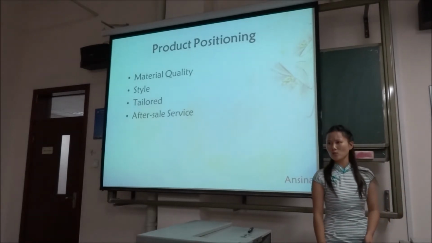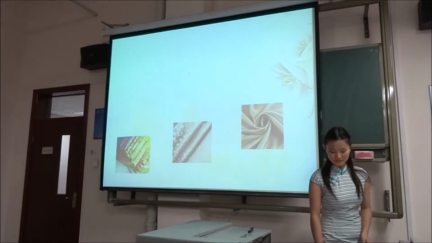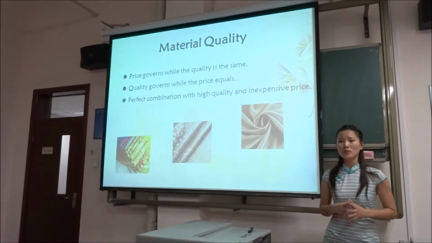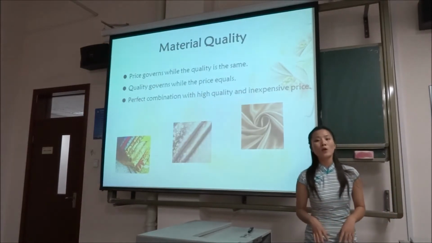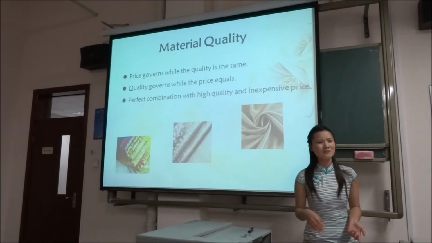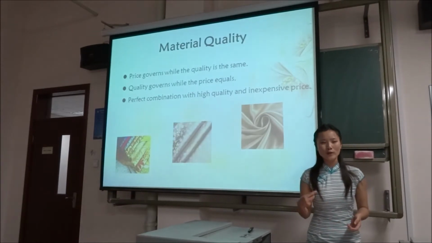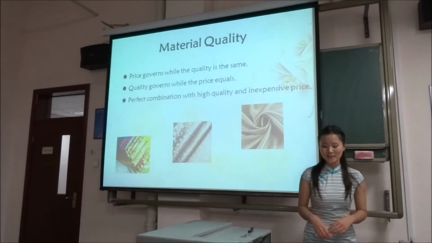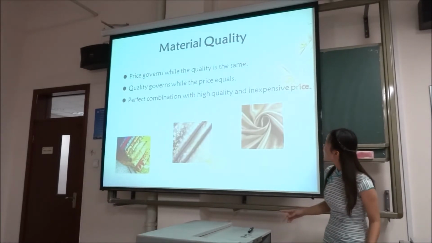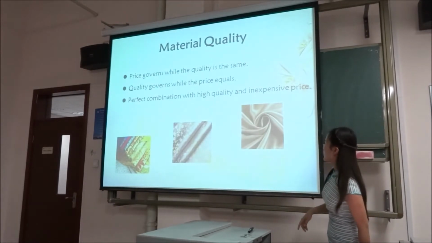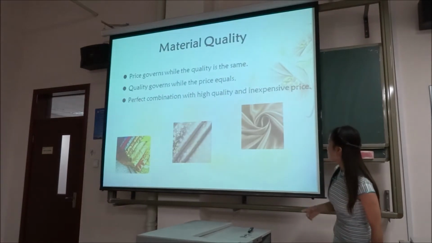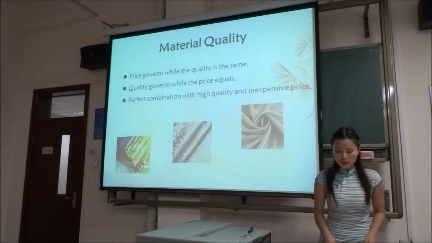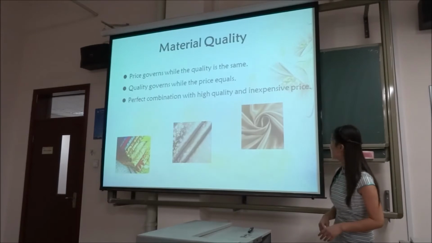And let's look at the first one, material quality. According to people who have different salaries, we have different material quality. We try our best to let everyone afford it, to have a chance to wear our qipao. Our purpose is cheap garments while the quality is the same, quality garments while the price is equal. And our product is a perfect combination with high quality and inexpensive price.